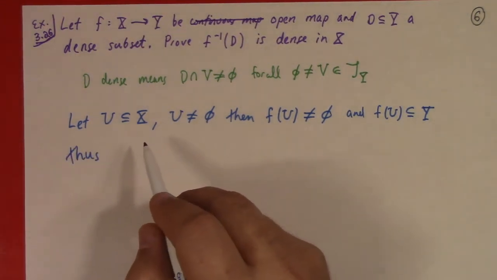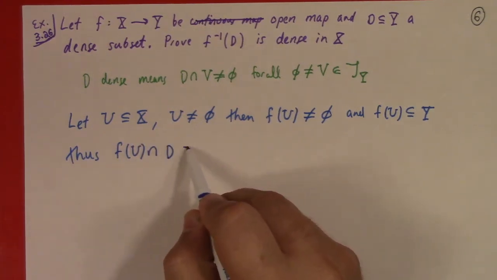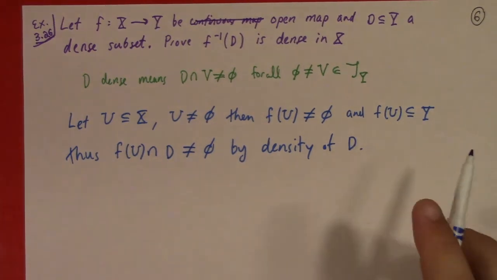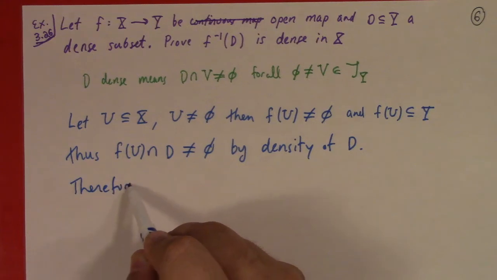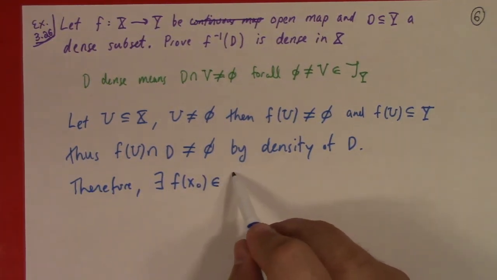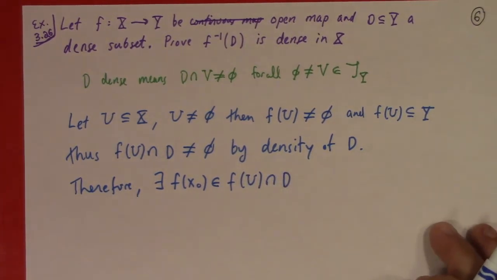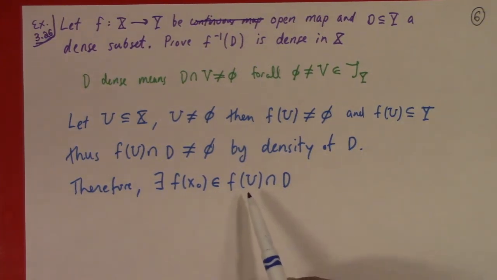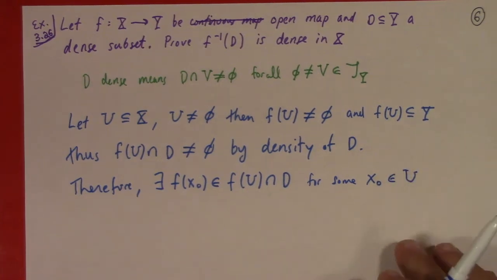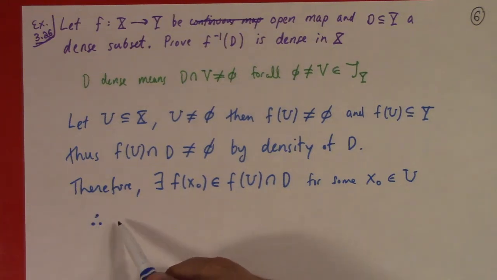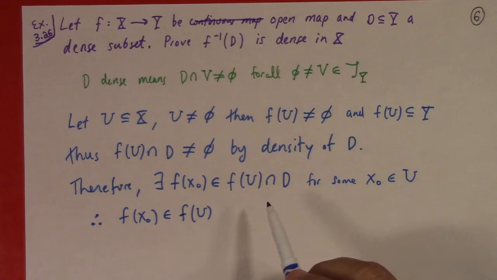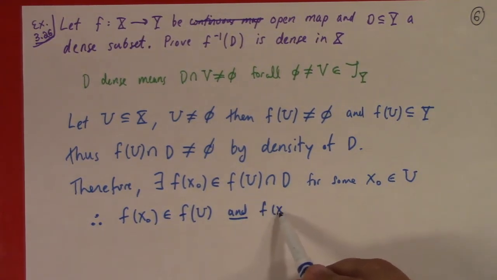Thus F of U intersect D is non-empty by density of D. All right, so therefore there exists F of x naught, an element of F of U intersect D. Because it's non-empty, there has to be a point in there, and if there's a point in this set, it has the form F of x naught for some x naught in U. Therefore F of x naught is an element of F of U, and F of x naught is an element of D.